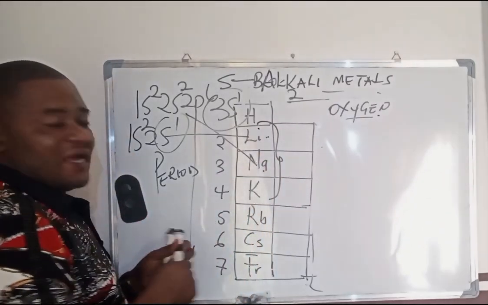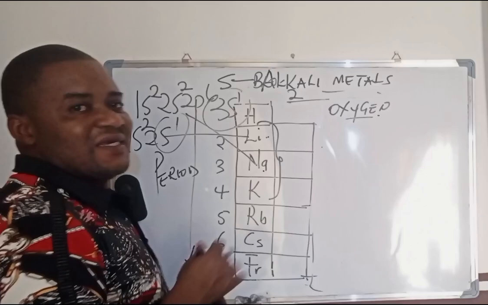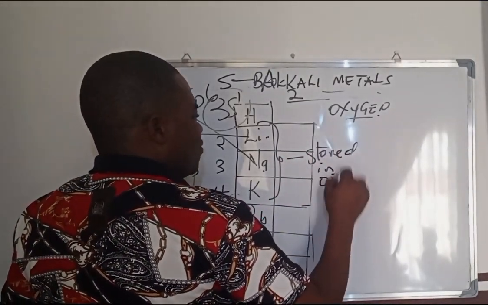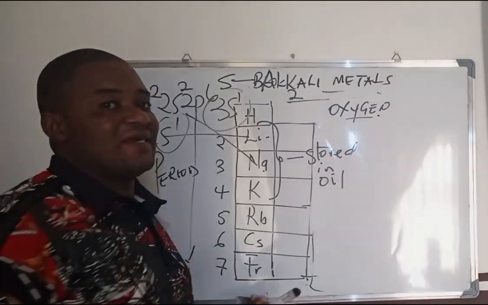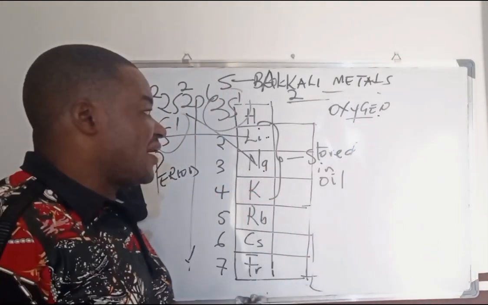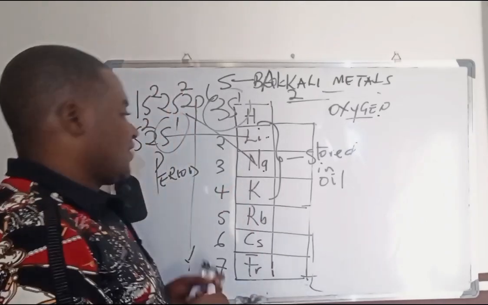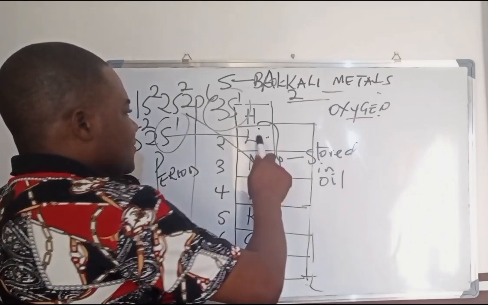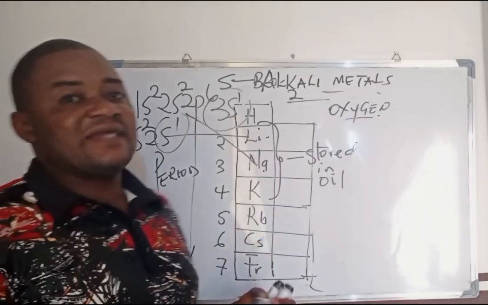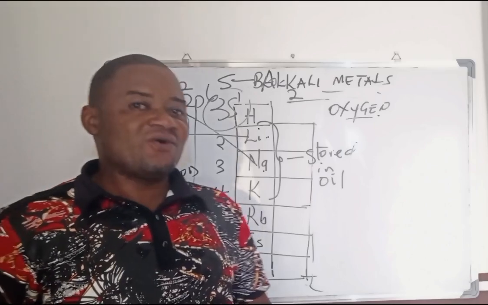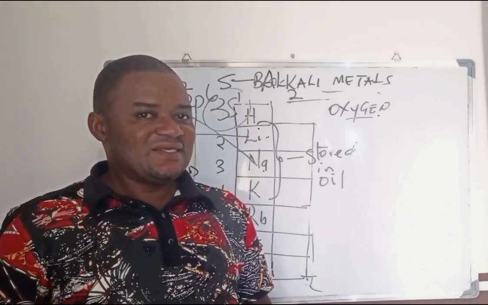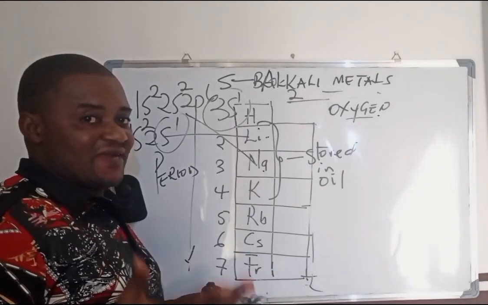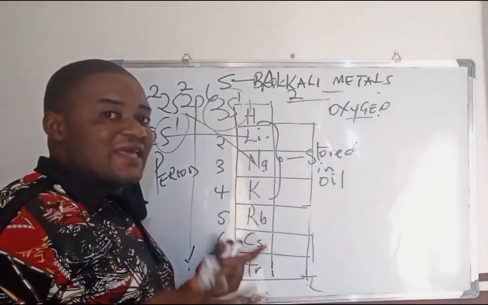Lithium, sodium, and to some extent potassium are always stored in oil. This is because of their density. The density of these metals increases as you move down the group, so lithium, sodium, and potassium, because of their light density, are always stored in oil. They have lighter density and are less reactive.